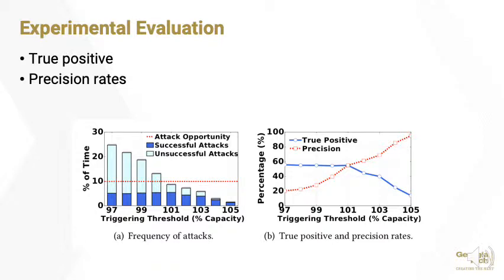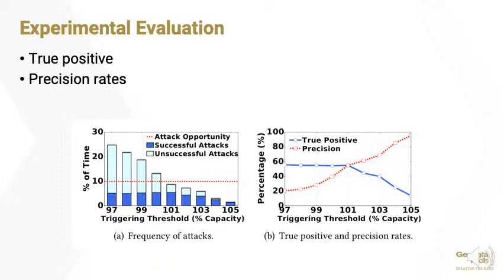True positive and precision rates. As the attacker cannot launch attacks too frequently, true positive and precision rates are important metrics. True positive rate is defined as the percentage of available attack opportunities captured by the attacker, while the precision is the percentage of successful attacks among all the launched attacks. So it's attacks identified versus successful attacks.